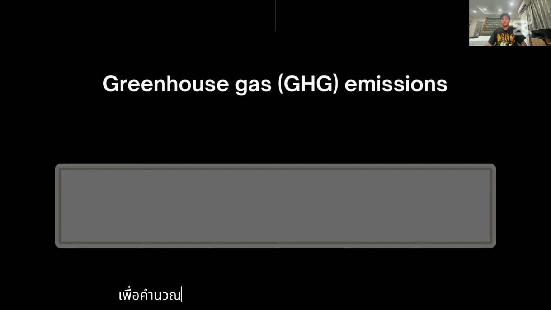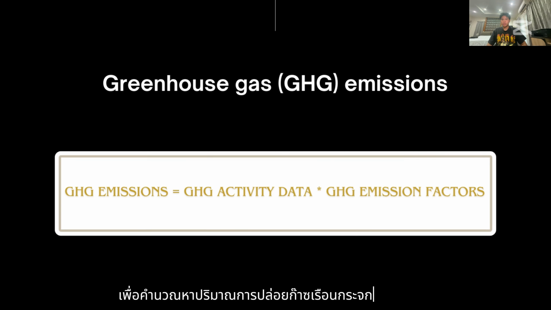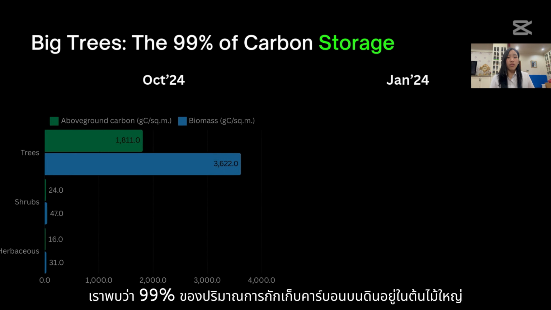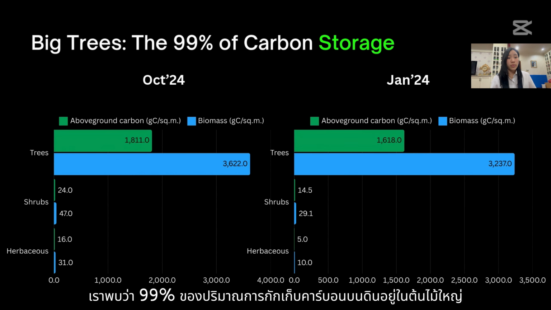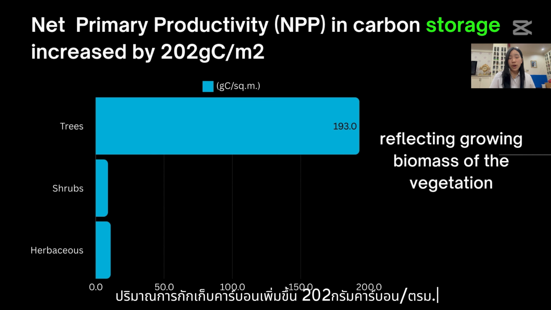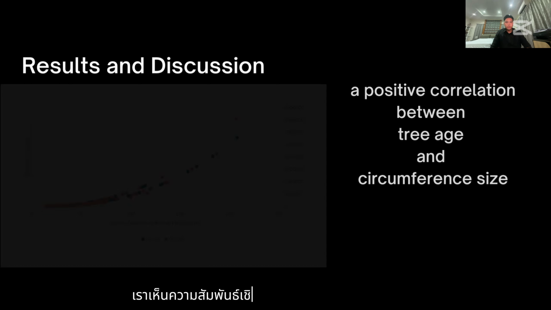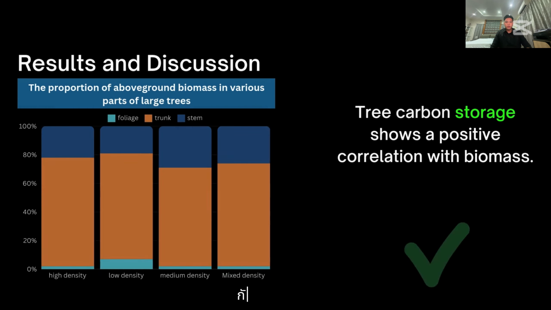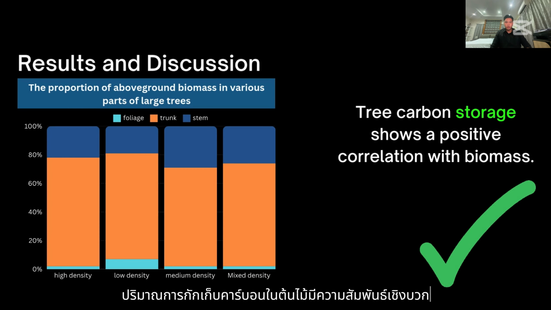To calculate GHG, or greenhouse gas emissions, we use the equation: GHG emissions equals GHG activity data times GHG emission factors. You can see 99% of carbon storage is from the big trees, and the net primary productivity in carbon storage has increased by 202 grams carbon per square meter. We are able to see that there is a positive correlation between tree age and circumference, and also that tree carbon storage shows a positive correlation with biomass.